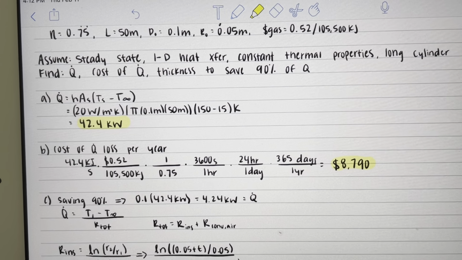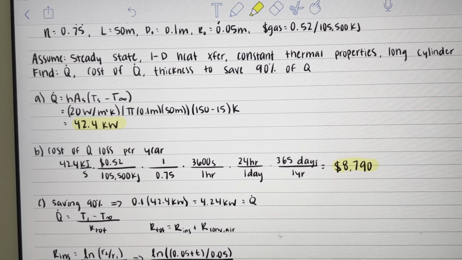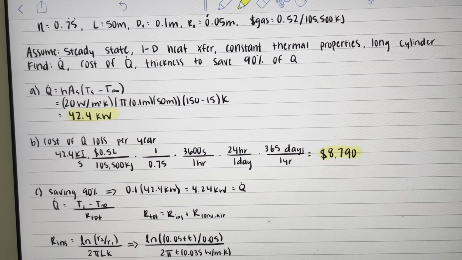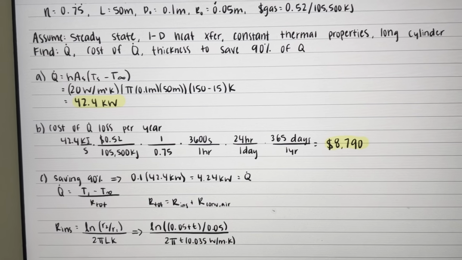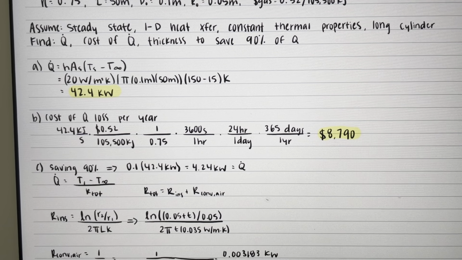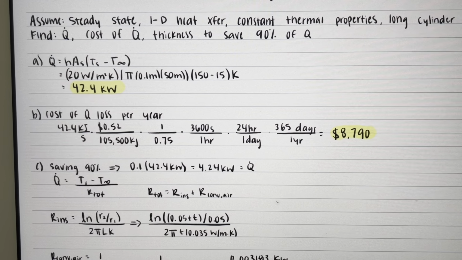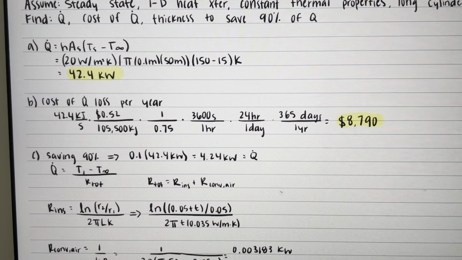So given, we just calculated our Q loss, and we know how much it costs per kilojoule. So from there, it's just a unit conversion to get to $8,790 per year. And then for part C, if you're wanting to save 90% of the heat loss, that means only 10% of that heat loss can be used. So we're setting that equal to our temperature difference over our total resistance.